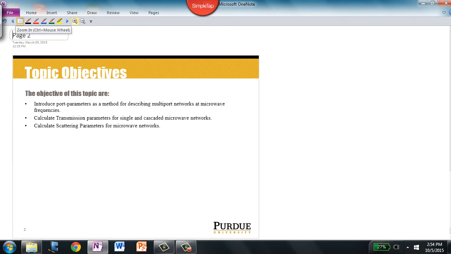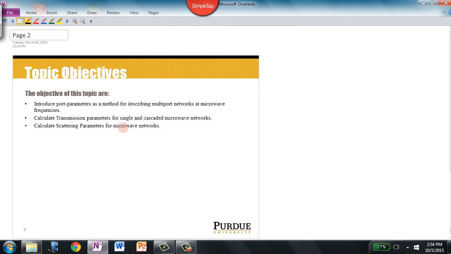The course objectives we're going to meet are that we're going to introduce the use of port parameters as a method for describing multi-port networks at microwave frequencies and how we perform analysis of these microwave networks. We're going to do that in terms of the impedance parameters, because you are probably already familiar with the concept of impedance, so it's kind of accessible to you.